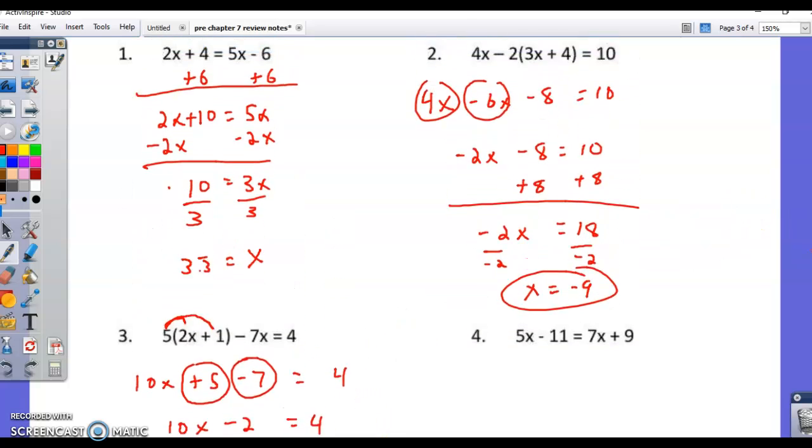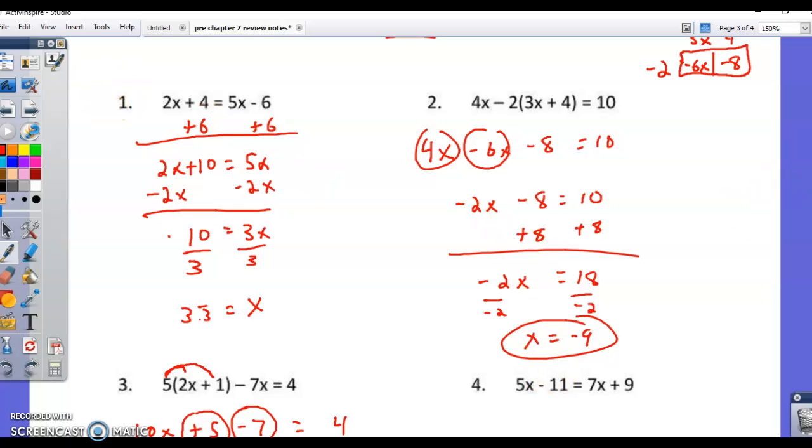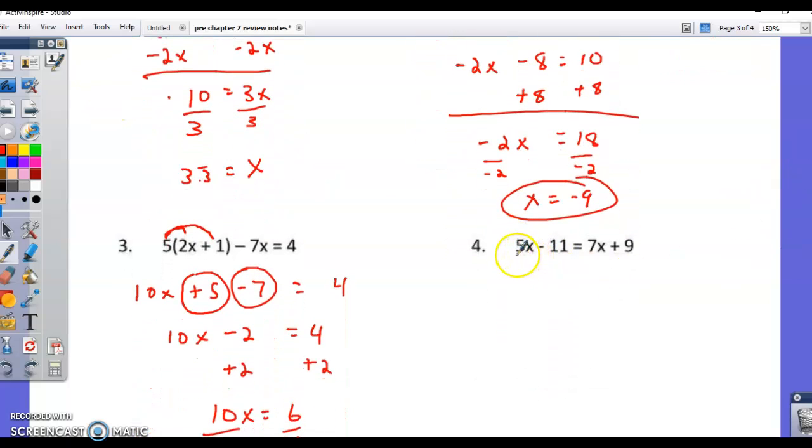All right, so here is just like the first problem for number 4. We don't have to distribute anything, so now we just have to get x terms, either the left or right side, and the whole numbers on either the left or right side opposite of the x term. So again, depending on where you want to start, we see a negative 11, so again, that usually stands out to people that you have to add that to both sides. So if you do that, make sure you add it to the 9, not the 7x. They're not like terms, can't do that. So 5x on this side equals 7x, and this would be plus 20.